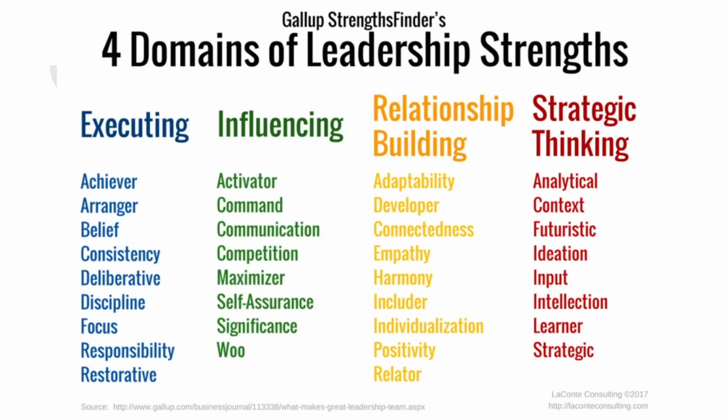Here I just have all 34 of the themes laid out, and they've categorized them into subsections. We have the executing subsection of themes, which has the achiever, the arranger, belief, consistency, deliberativeness, discipline, focus, responsibility, and a restorative theme. Under the influencing section, we have activator, command, communication, competition, maximizer, self-assurance, significance, and winning others over. In relationship building, we have adaptability, developer, connectedness, empathy, harmony, includer, individualization, positivity, and relator. Under strategic thinking, we have analytical, context, futuristic, ideation, input, intellection, learner, and strategic.